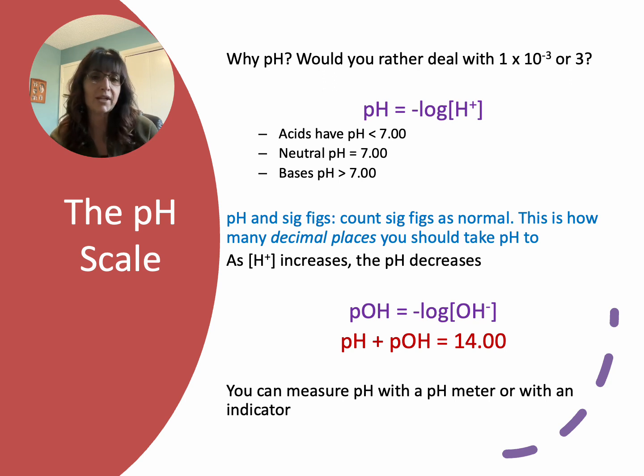And there's 2 ways we can measure pH. We can use a meter, which actually gives us a value, or we can use an indicator, which lets us know when we've reached the end point, which also gives us an idea of roughly where we are in the pH range, because each indicator changes color at a different pH.